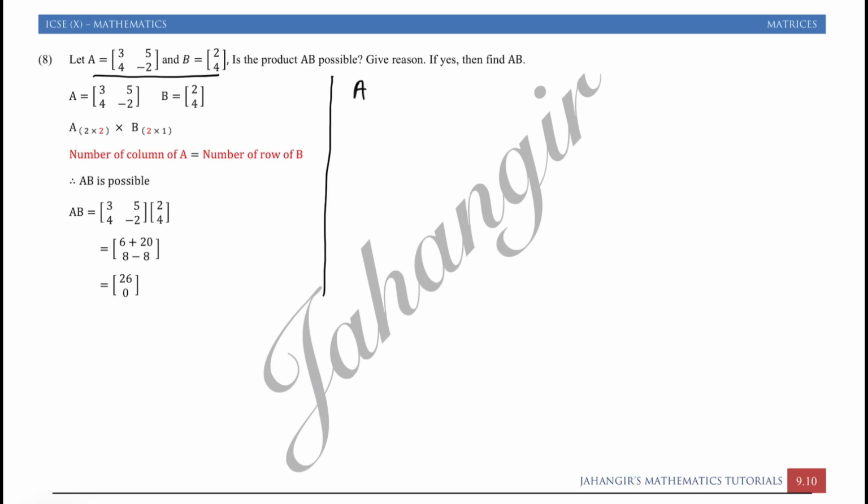So we have matrix A that has 3, 4, 5, minus 2, and matrix B which has 2 and 4. So let us find the orders first. Here, is the product possible? So we have to check the order of A. Order of A is 2 rows 2 columns, so it's 2 by 2. Then multiplying by B. The order of B is 2 rows and 1 column, so 2 by 1.